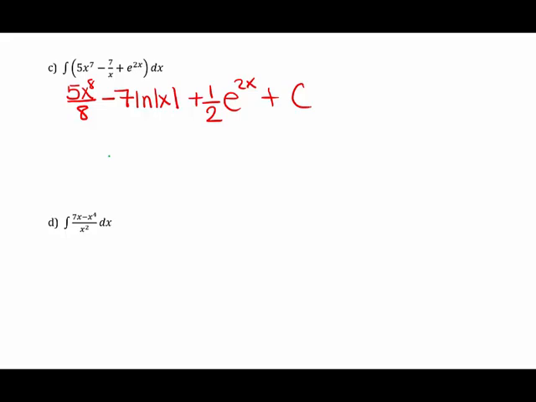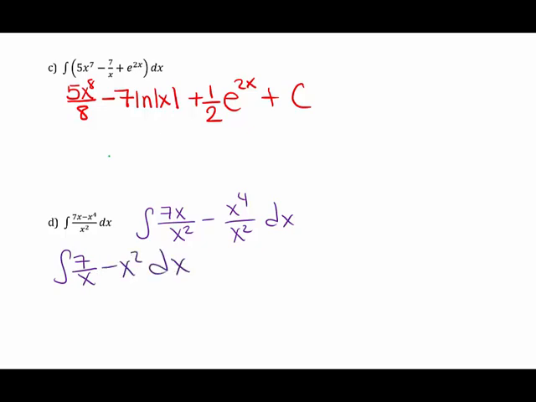There is no quotient rule for antiderivatives. And so we actually have to do this division before we can integrate. This is the same thing as 7x over x squared minus x to the 4th over x squared dx, or 7 over x minus x squared dx.